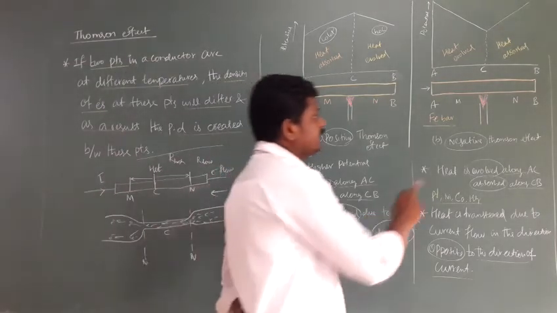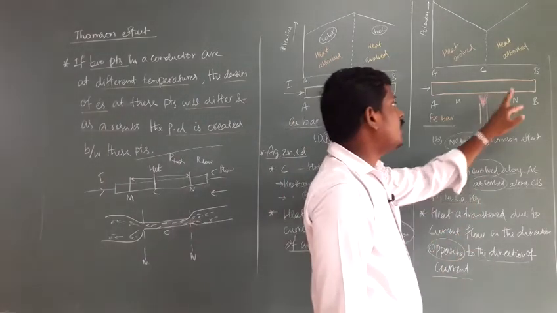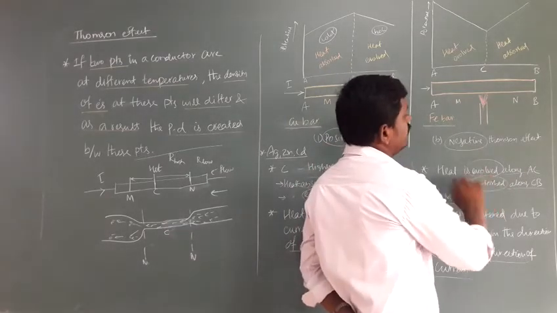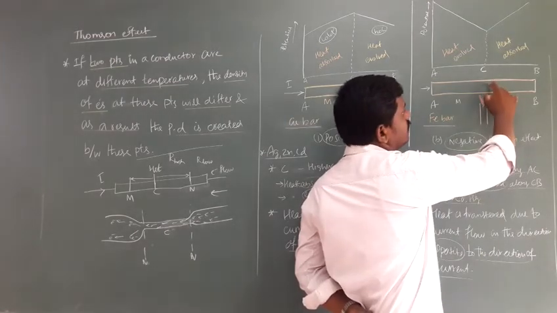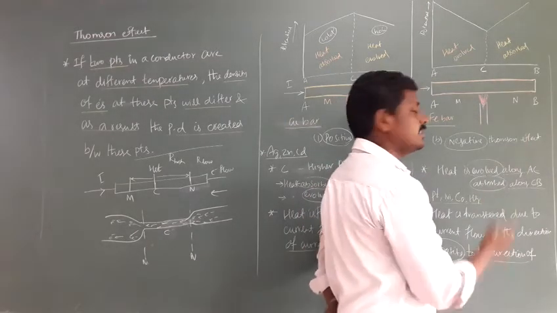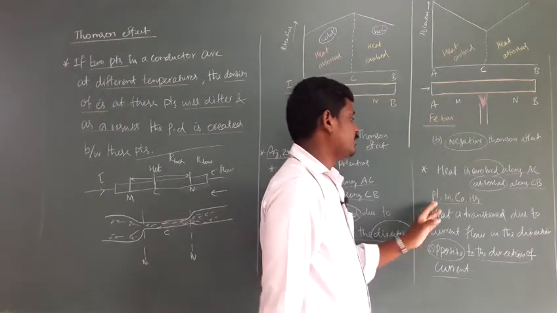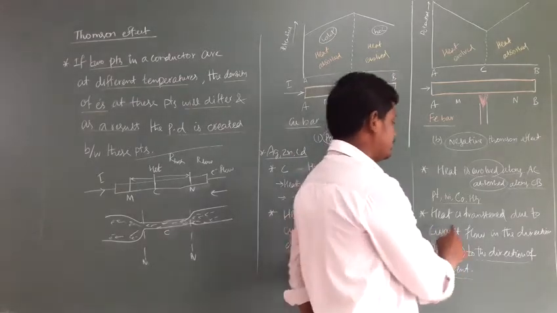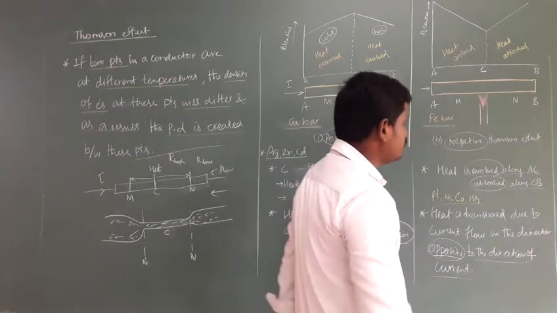If it is the negative Thomson effect, heat is transferred in the direction opposite to the direction of current. So here heat is evolved along AC, and heat is absorbed along CB. So there is a change in direction. A similar effect is observed in platinum, nickel, cobalt and mercury. Once again, heat is transferred due to the current flow in the direction opposite to the current flow.